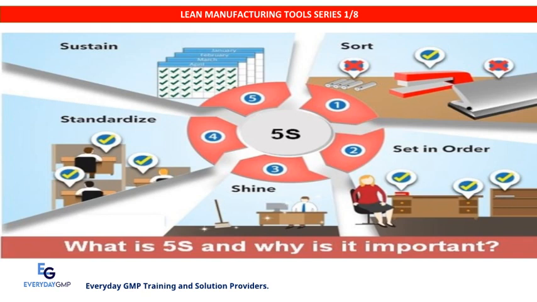Sustain. Sustaining the improvements achieved is crucial. Regular audits, training, and employee engagement activities are implemented to maintain the 5S standards. Continuous reinforcement ensures that the workplace remains organized, efficient, and free of waste in the long run. These 5S tools, when implemented effectively, create a culture of continuous improvement, leading to increased productivity, reduced waste, and enhanced overall efficiency in manufacturing processes.